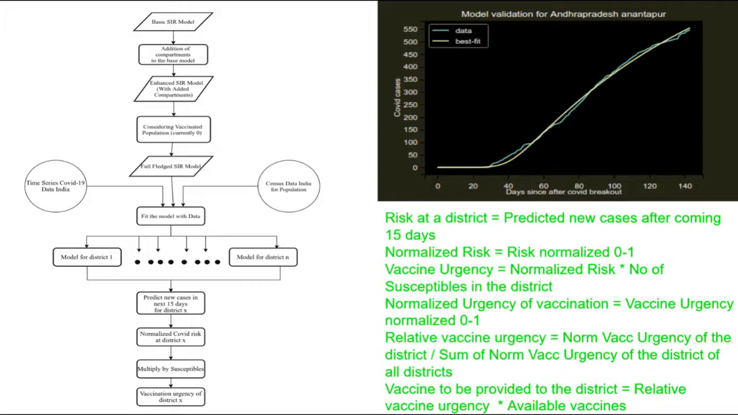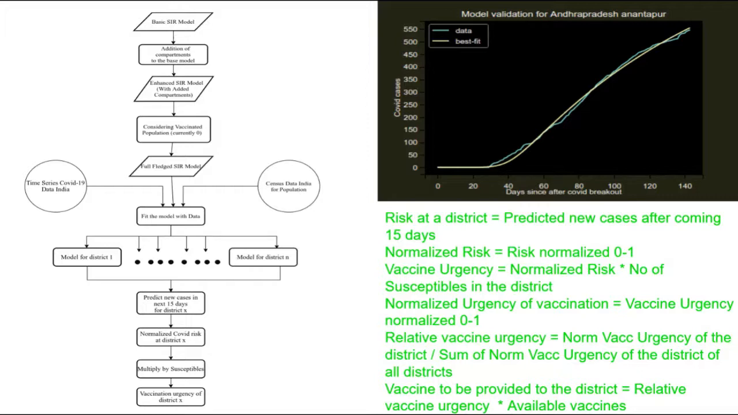Say that's district X, right? Now we take that value, which is basically an integer. It can be 80, 90 or whatever. Now we normalize that value between 0 and 1, and that is what we denote as the risk of COVID in that district. That resembles the risk of COVID in that area.